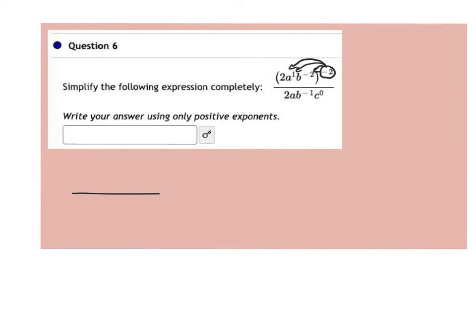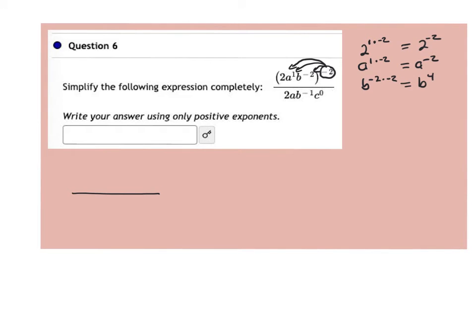Let's start with that 2. Now, remember, if there's no exponent written, it's assumed to be a 1. So that's like saying 2 to the 1 times a -2, which would be 2 to the -2. Then we have a to the first times -2, which would be a to the -2 also. And then we would have b to the -2 times -2, which would equal b to the fourth.